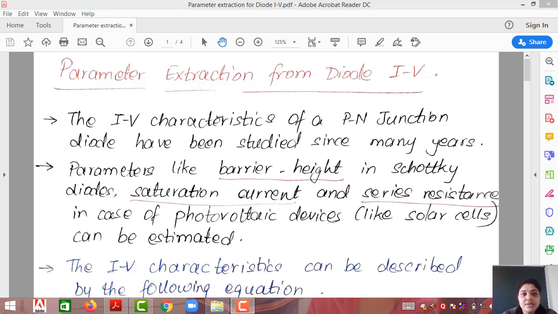A Schottky diode works like a PN junction diode only, but instead of a semiconductor junction, it is a metal semiconductor junction. This method is also used to study saturation current and series resistance in case of photovoltaic devices like a solar cell. Series resistance is a very important parameter while designing a solar cell because that is the resistance which, if added to the solar cell, will decrease the output.